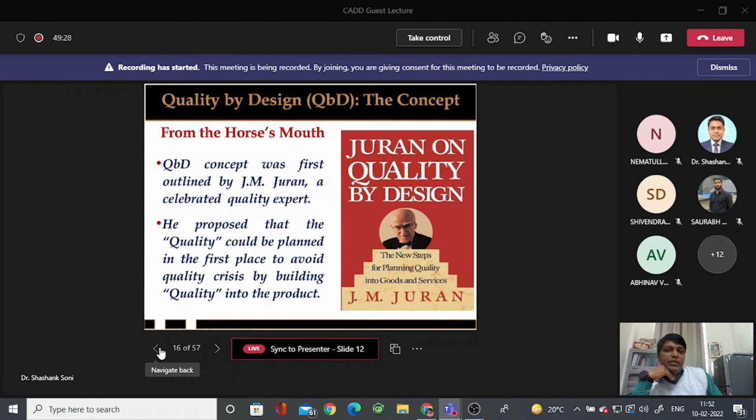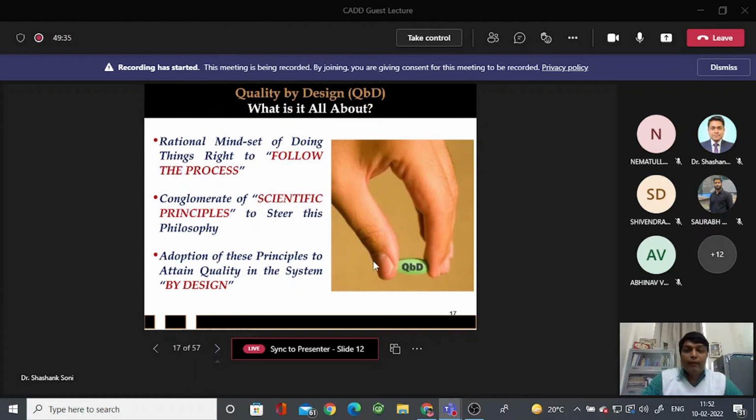So you shouldn't forget this name, J.M. Juran. He was the person who inculcated the idea of quality in the quality by design. What is quality by design? What is it all about? You should understand. It is the rational mindset of doing things right, to follow the process. It is a conglomerate of scientific principles to steer this philosophy, the adoption of these principles to attain quality in the system by design.